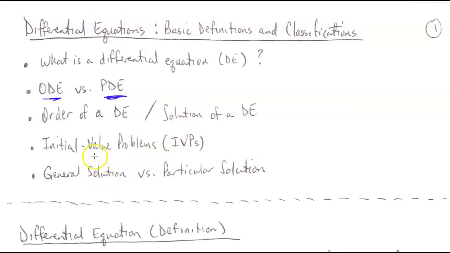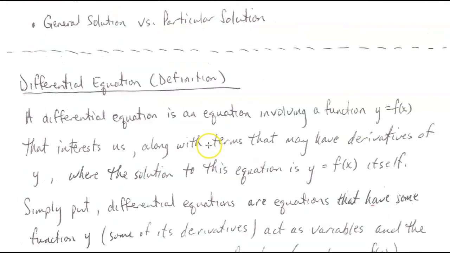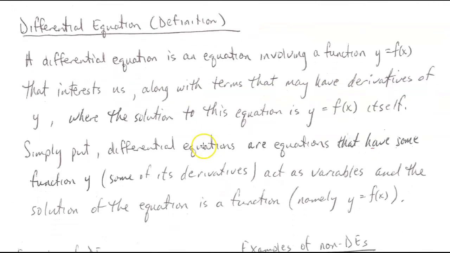We'll look at what initial value problems are, define that, and get what the properties of an initial value problem would be like, so that we can recognize one when we see it. And lastly, we'll talk about what it means to have a general solution to an ODE, or ordinary differential equation, versus a particular solution to an ODE. So first, let's move into talking about the definition.